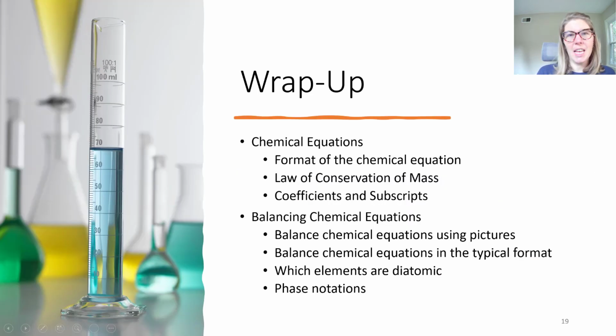Let's wrap up. In this video, we went through chemical equations, looking at the different format of chemical equations and how the left-hand side is your reactants, the right-hand side is your products. We utilized the law of conservation of mass in order to lead us into why we have to balance chemical equations. And then we made sure we understood the difference between coefficients and subscripts within balanced chemical equations. Then we worked to balance some equations. We did it in pictures. We tried to really make sure that people understood that it has to be the smallest whole number ratio. We talked about how some elements are diatomic and that we shouldn't be scared off by phase notations.